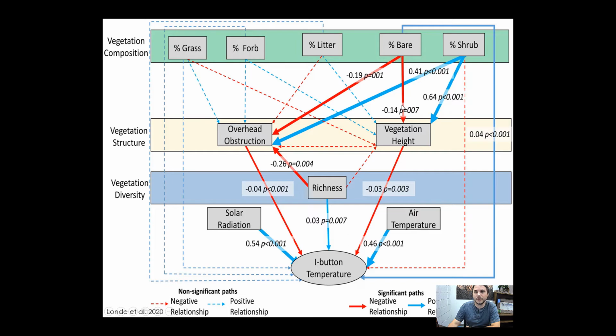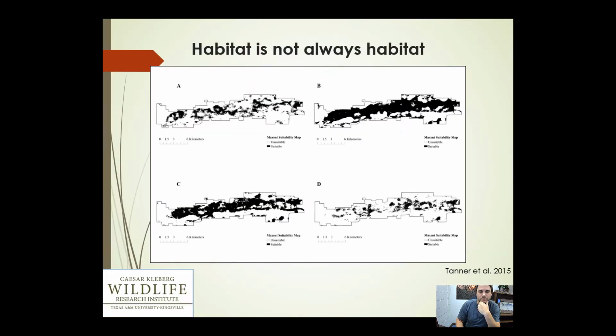Here we have blue lines that have positive relationships. So percent shrub has a positive relationship with overhead obstruction, which then has a negative relationship with temperature, meaning that there would be cooler temperatures with increased overhead obstruction and percent shrub cover. Knowing these relationships can really help us understand what our management is going to do to the landscape. And the important thing to understand again is that not all cover is created equally.